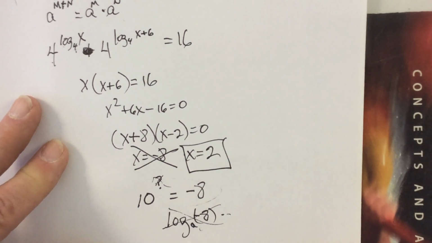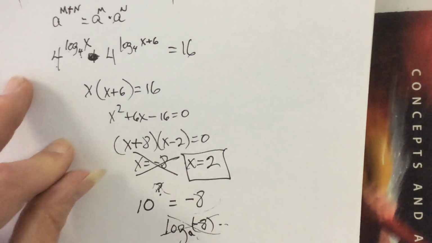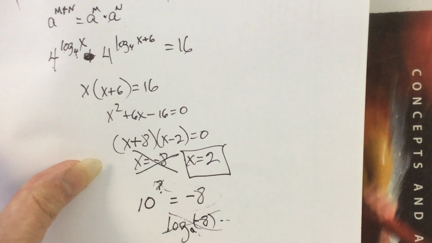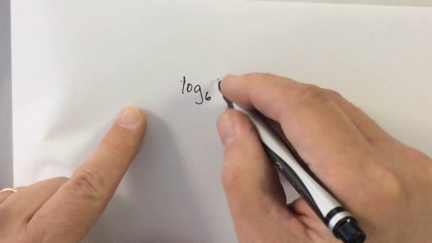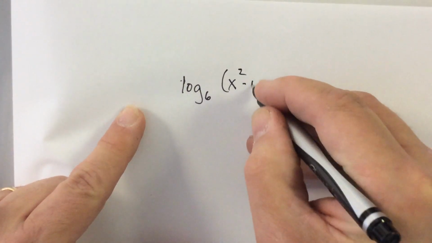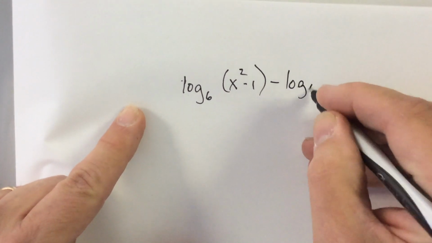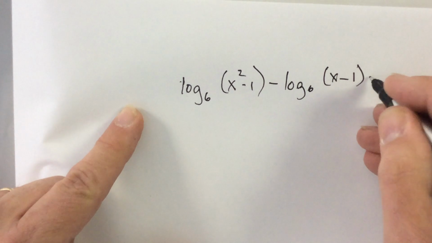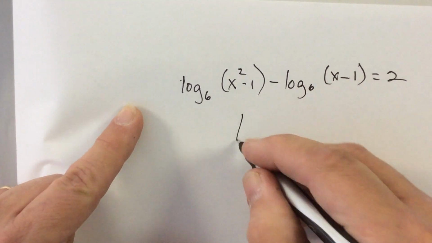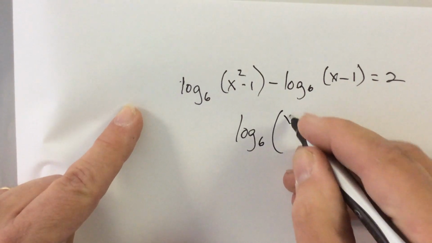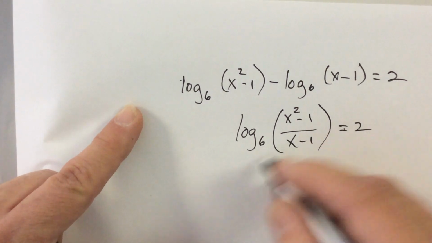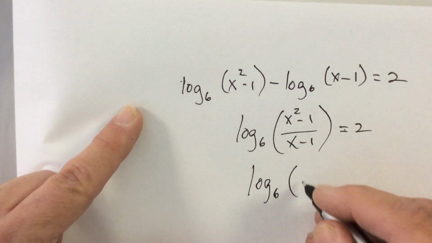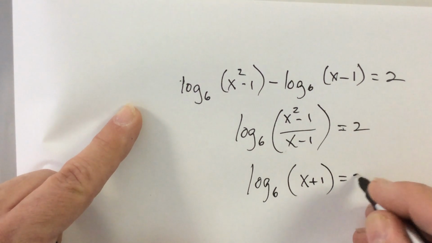Okay? I'm not going to do that same level of craziness with every one of them. Here, log base 6 of x squared minus 1, minus log base 6 of x minus 1 equals 2. This subtraction means division. So x squared minus 1 over x minus 1 is equal to 2, and I can reduce this. Log base 6 of x plus 1 is equal to 2.